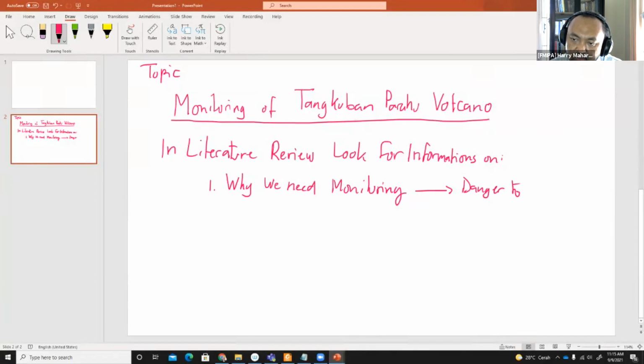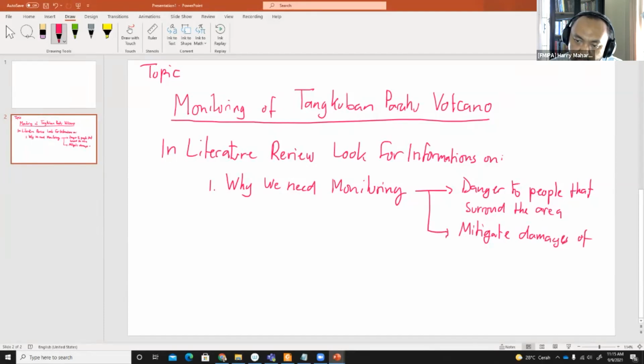Danger to people that surround the area. Okay, and then monitoring is also done in order to mitigate damages to public and official buildings. Okay.